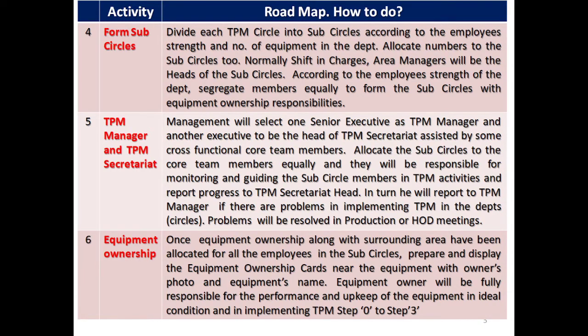Next very important point is allocating equipment ownership. Once equipment ownership along with surrounding areas has been allocated for all the employees in the subcircles, prepare and display the equipment ownership cards near the equipment with the owner's photo and equipment name. The equipment owner will be fully responsible for the performance and upkeep of the equipment in ideal condition and for implementing TPM step 0 to step 3 in his ownership equipment and area.